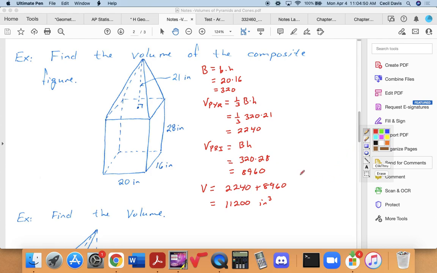Questions about that? Why was it base times height? Because it's a prism, and every layer is the same. With a pyramid, as you go up, every layer gets smaller.